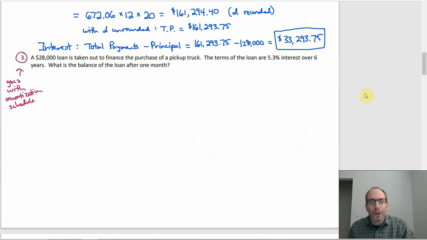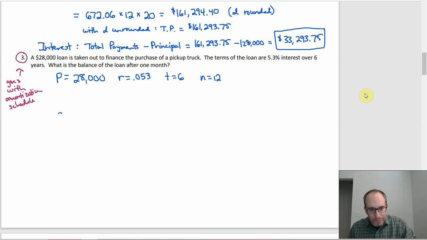What do we know? Well, we know how much the loan is for. So that's our P, right? The $28,000 taken out to finance buying a truck. Then the terms of the loan, we know what R is. That's 0.053. And then we know what T is, because that's 6. And then it's monthly payments, right? Presumably, if we're asked about the balance after 1 month, so N is going to be 12, right? In order for that to make any sense. So, all right, let's see what we can do.